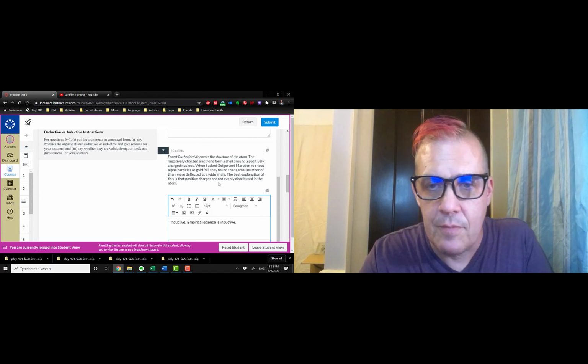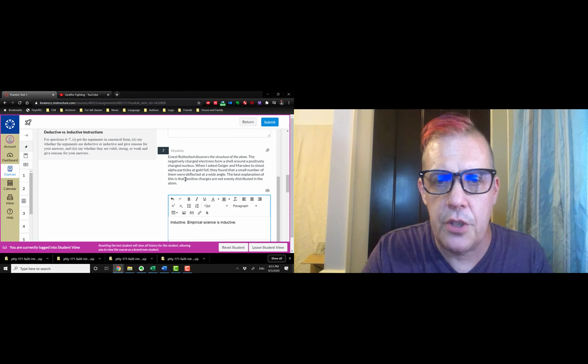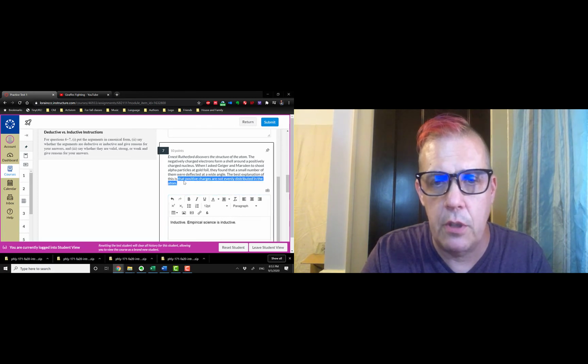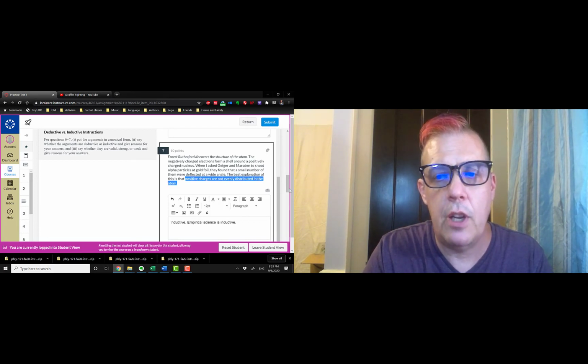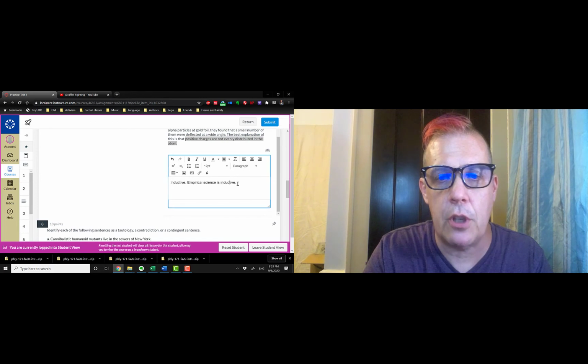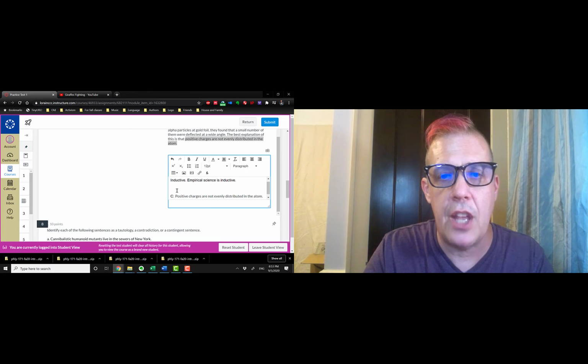And the conclusion here is that positive charges are not evenly distributed across the atom. Whenever you're dealing with argument, it really helps to go conclusion first, because the conclusion structures everything else. Positive charges are not evenly distributed throughout the atom.